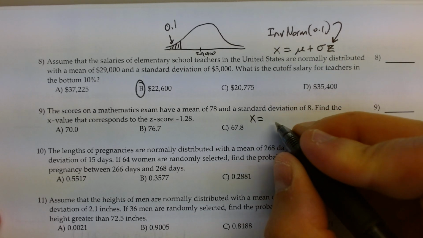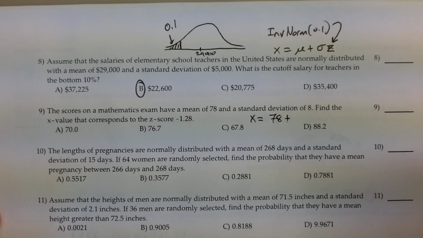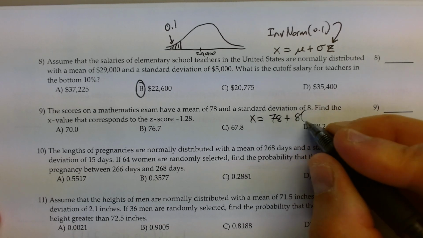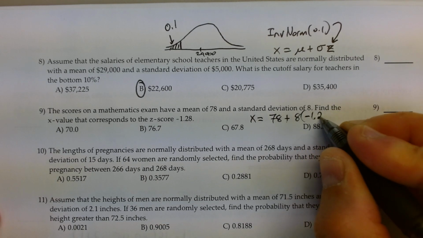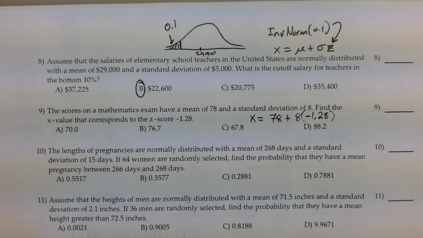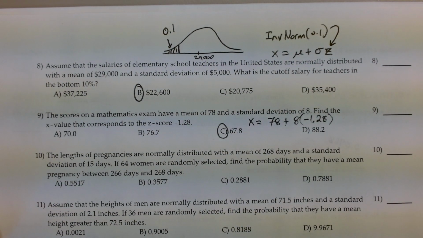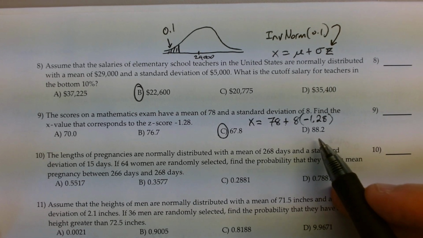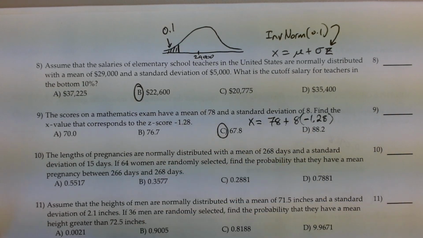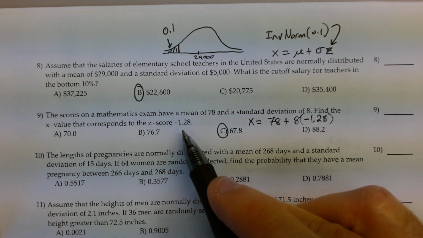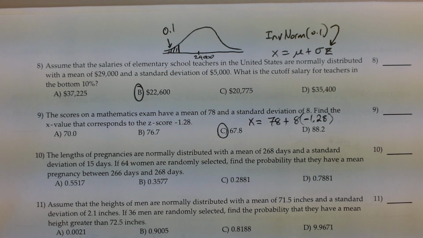We just need to do the second step, converting it to an x value. So we put in the mean of 78, we add the standard deviation of 8, and then plug in the z-score minus 1.28. So that gives you a score of, let's see here, C, 67.8. Again, this is the only one you could truly eliminate. The rest of them are smaller than the mean, and you expected it to be smaller than the mean because the z-score was negative.